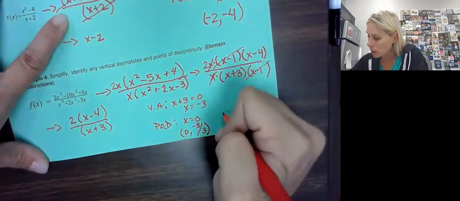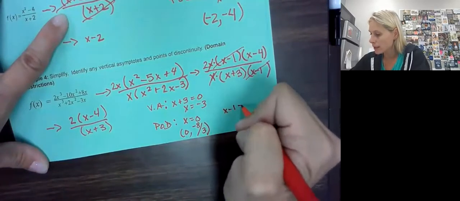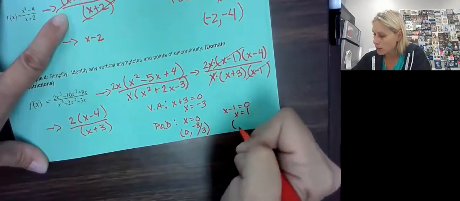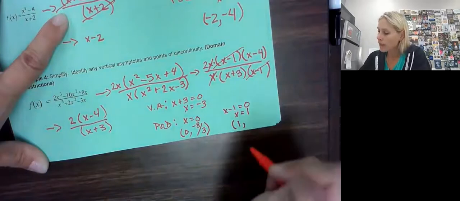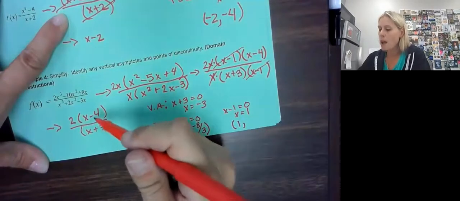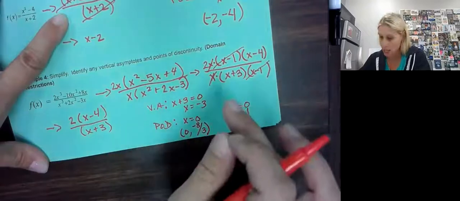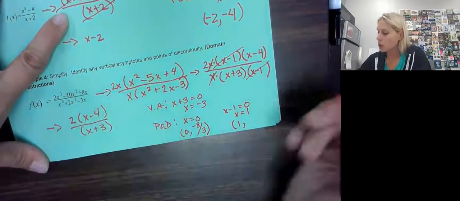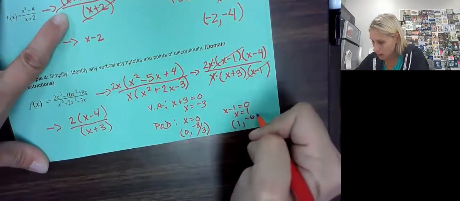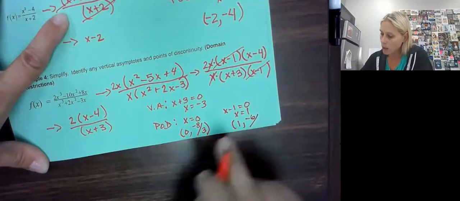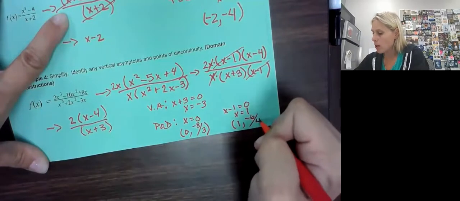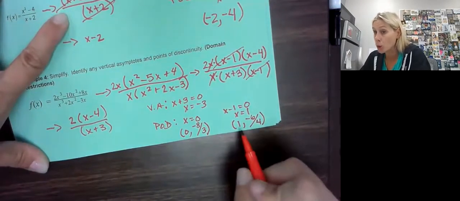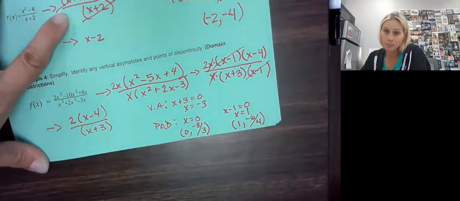We need to do the second part, which is x minus 1. Set that equal to 0. So x is 1. Okay, that's the x value of our hole. Plug that in. 1 minus 4 is -3. -3 times 2 is -6. And then 1 plus 3 is 4. Now I'm okay with this. Be careful on the computer though, it might make you reduce to -3/2.